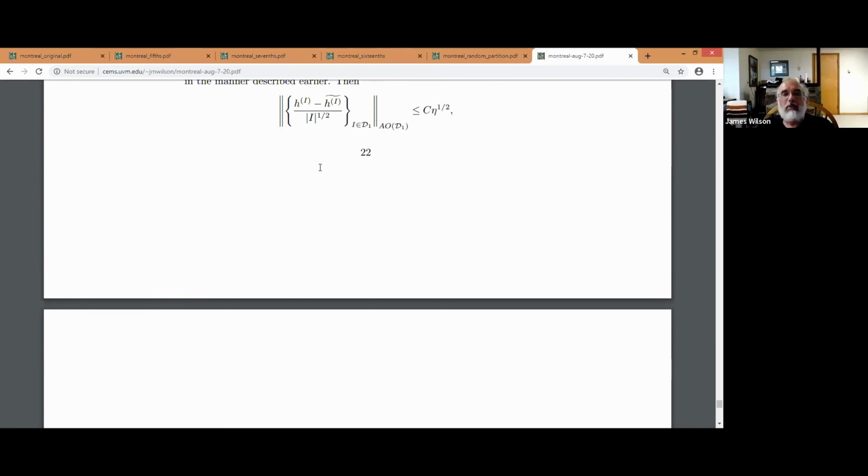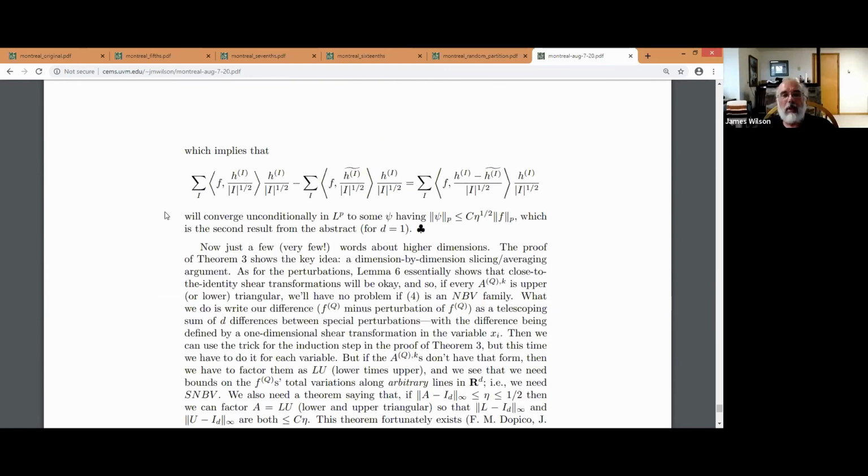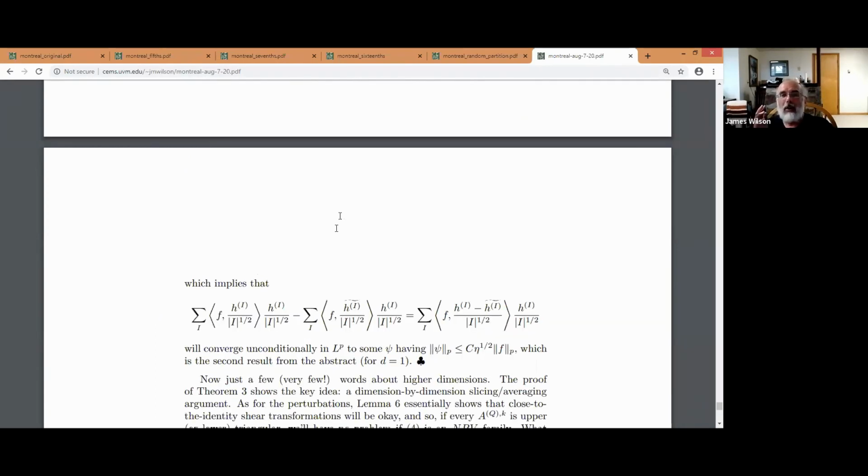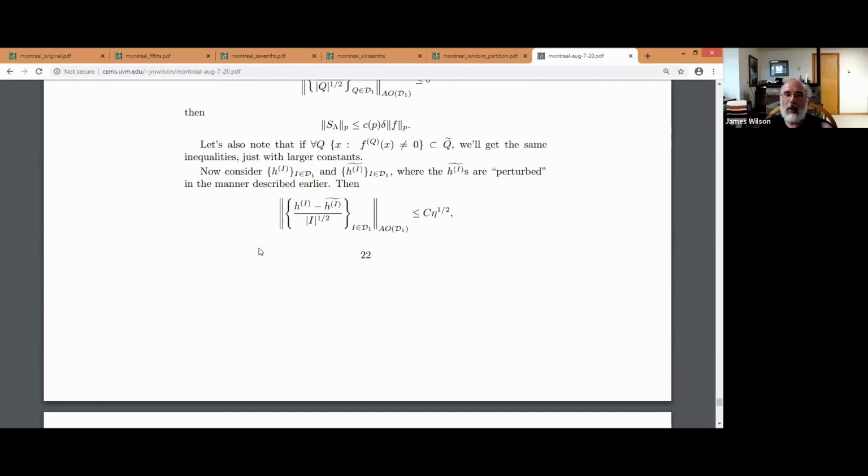And so this is just saying something about what happens when you try and do this in higher dimensions, where you have to have that funny factorization theorem. And the LP thing works also, because once you get this almost orthogonality bound for these Haar functions, you then get everything else.